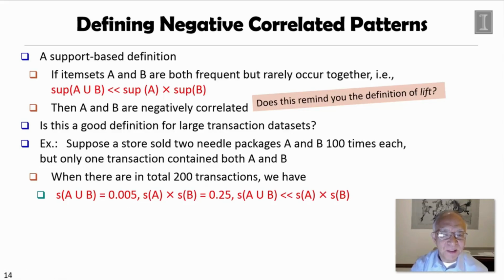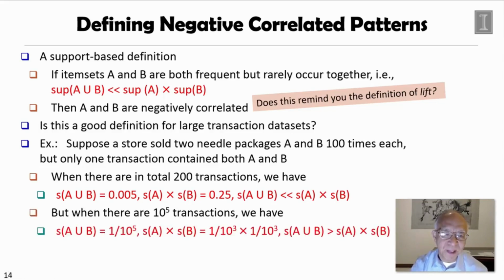But then you look at support of A, which is 100 over 200 transactions, so it's 0.5. Same as support of B. So their product should be 0.25. This number is far bigger than the other. That means support of A and B together is far less than support of A times support of B. So we can easily say A and B are negatively correlated patterns.